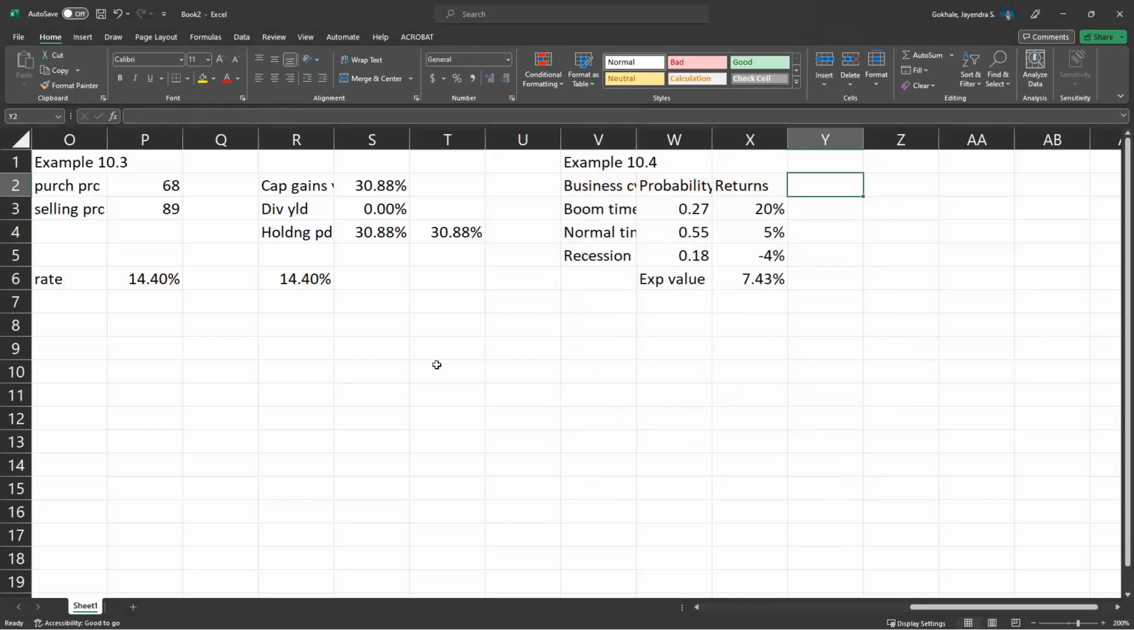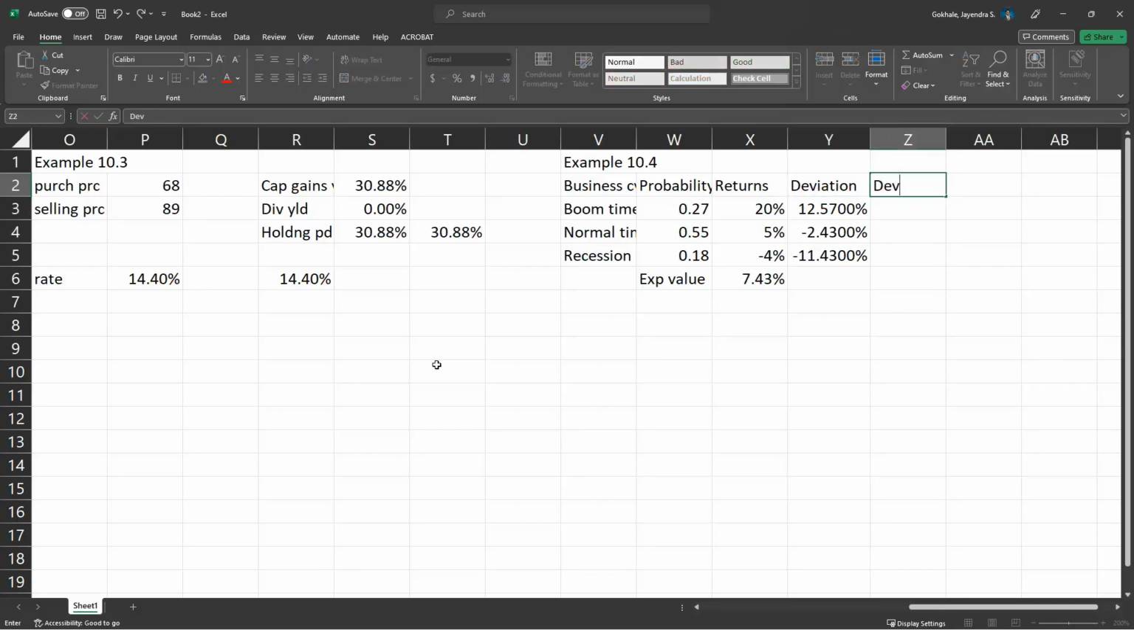And then find the deviation. Deviation equals parenthesis this minus $x$6, deviation. Okay, and then the deviation squared, just call it DAV2. So equals that to the power of 2.